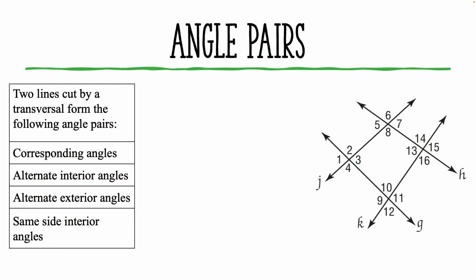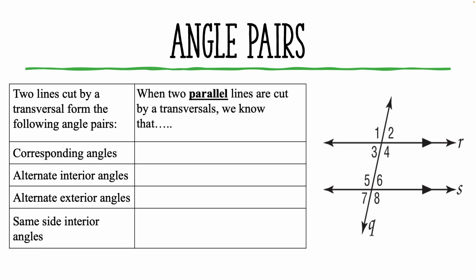Last time we were together, we learned about angle pairs, and we learned that two lines cut by a transversal form the following angle pairs. We had corresponding angles, alternate interior angles, alternate exterior angles, and same side interior angles. But what happens if those two lines that are cut by a transversal are parallel? Now we get something even more special because we can add some measurement relationships to this.